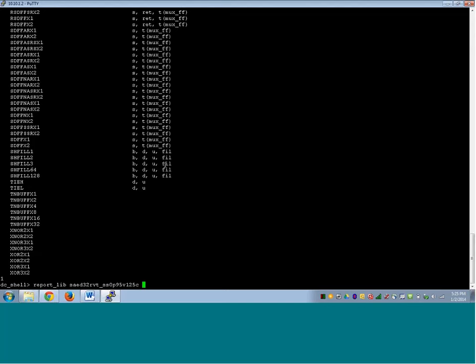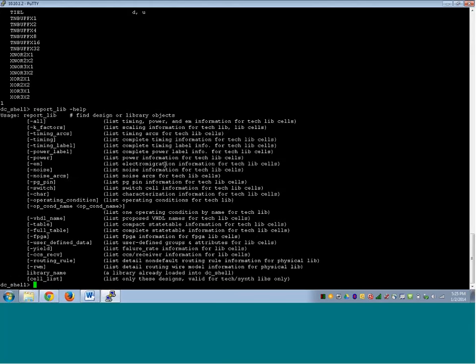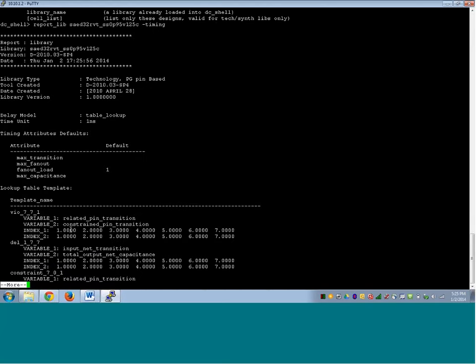I think there is also a summary. Is there a summary of it? No. So let's see what all. Now, report lib did not give any timing information. By default, it will just throw out a list of parallel models, the variable settings, and the list of cells and the attributes. You could also see the timing data. It will be a big report. You could use minus timing, for example, and it will also list out the timing data.